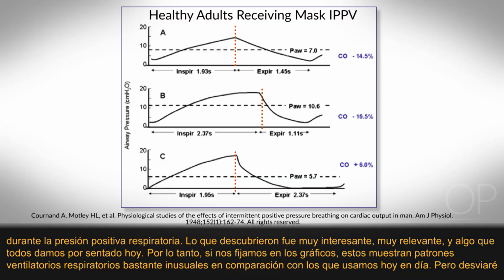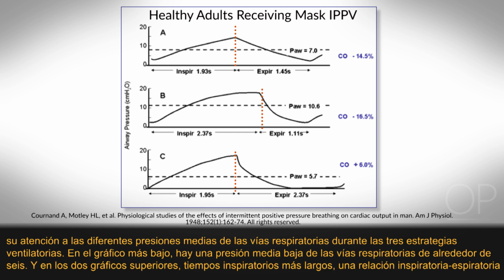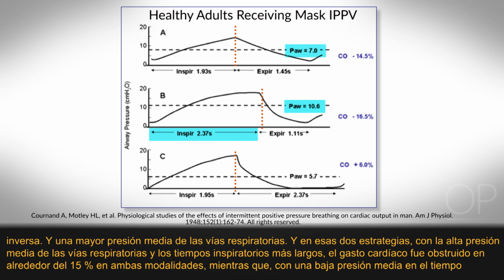So if you look at the graphs, they show rather unusual looking respiratory, ventilatory patterns compared to what we use nowadays. But I just draw your attention to the different mean airway pressures during the three ventilatory strategies. In the lowest graph, there's a low mean airway pressure of around 6, and in the upper two graphs, longer inspiratory times, a reversed inspiratory to expiratory ratio, and a higher mean airway pressure. And in those two strategies, with a higher airway pressure and longer inspiratory times, the cardiac output was impeded by around 15% in both modalities, whereas with a low mean airway pressure and a shorter inspiratory time, cardiac output was maintained.